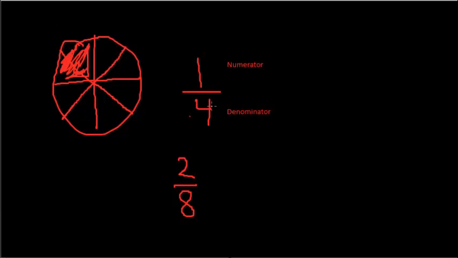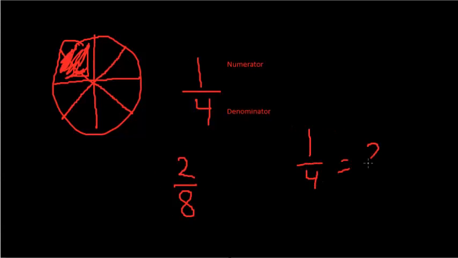These two numbers are called equivalent fractions, right, because they represent the same amount of something. Right? 1/4 of the pizza is the same as 2/8 of the pizza. So what we see is 1/4 equals 2/8. They are called equivalent fractions.